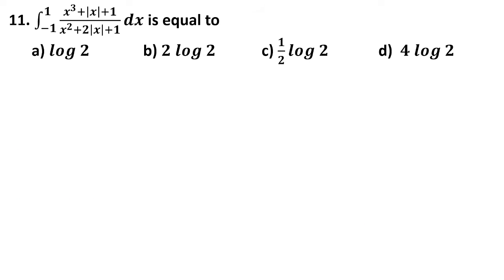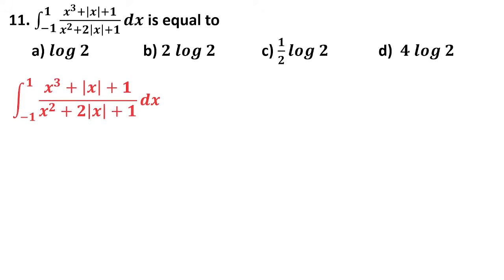Question number 11. These types of problems are again properties of definite integral. Whenever you see minus 1 to 1, minus pi to pi, minus 3 to 3, minus pi by 2 to pi by 2, mostly when it is MCQ, it will be using the property that if inside you have an odd function, it is 0. If inside you have an even function, it is 2 into the integral from 0 to that limit.